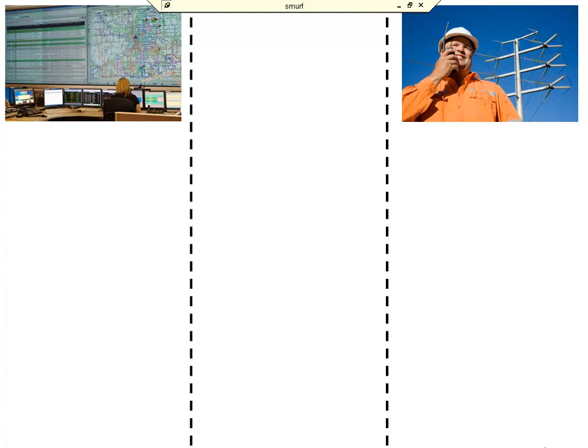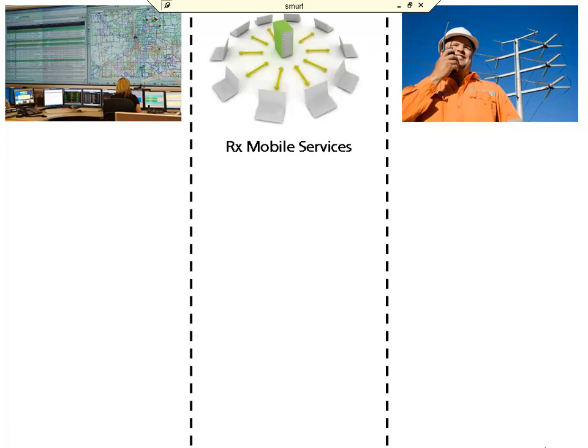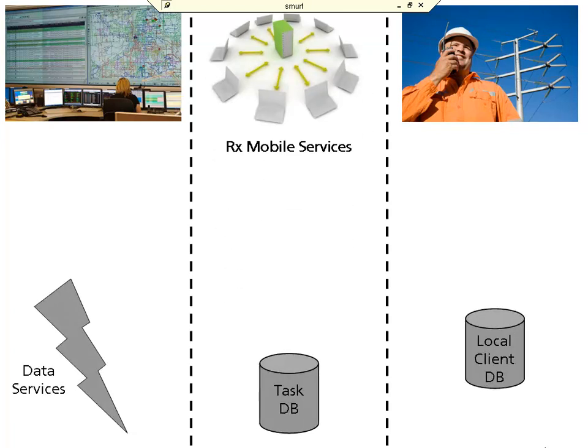The way that we solved this problem is that we created some new mobile services that is the interface between these two pieces. And these mobile services interact with data services, which is the existing responder server piece. And then we've added in two more databases to complete the picture. So we have our task database, which is a SQL 2008 database. And then we have a local database on the client to support disconnected scenarios.